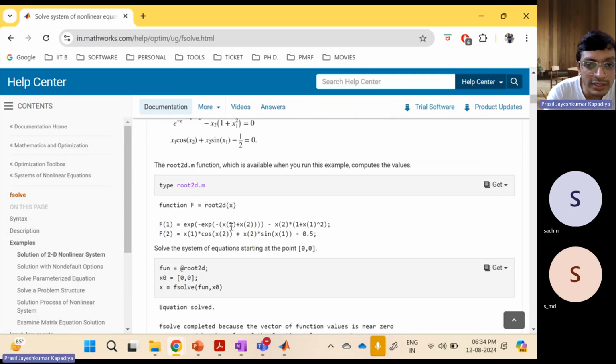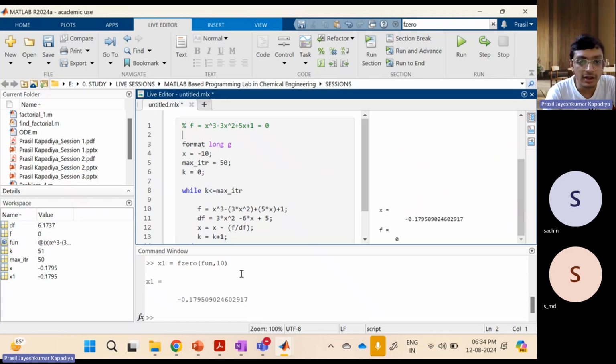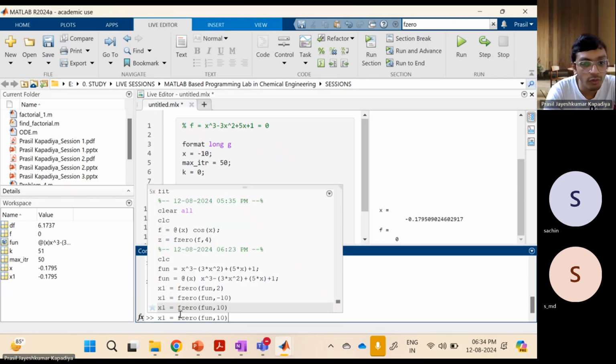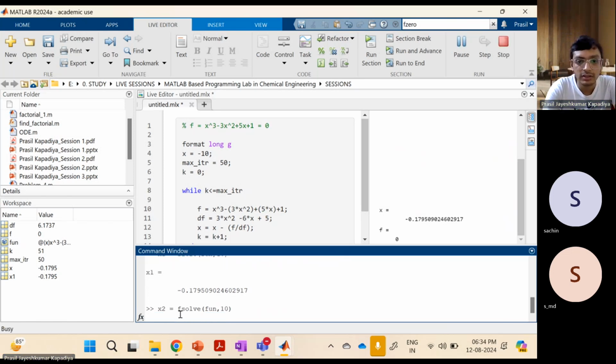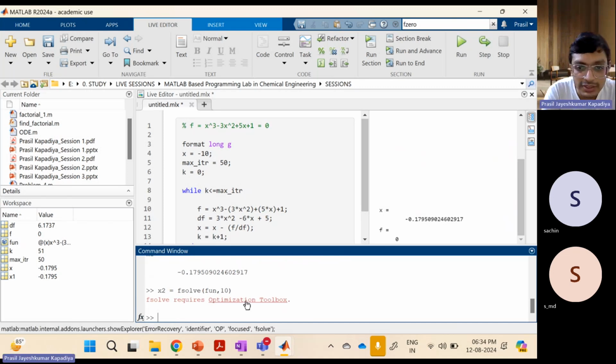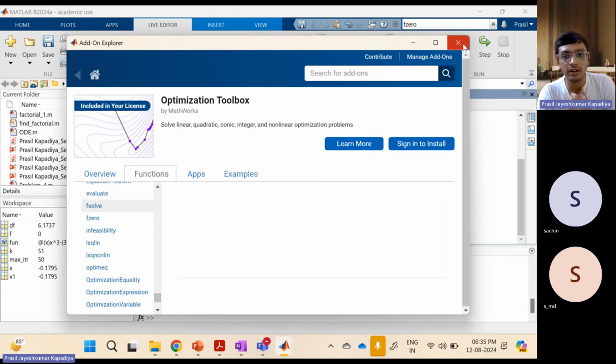But this you can also use to solve a series of equations. So let's say I am using the same for x2. I am giving the name x2 and I am writing it as fsolve. Optimization. Okay, I don't have the Optimization Toolbox. Just give me a minute. But it will restart my PC, restart this MATLAB, so this will not be saved. Okay, let's take fsolve later.